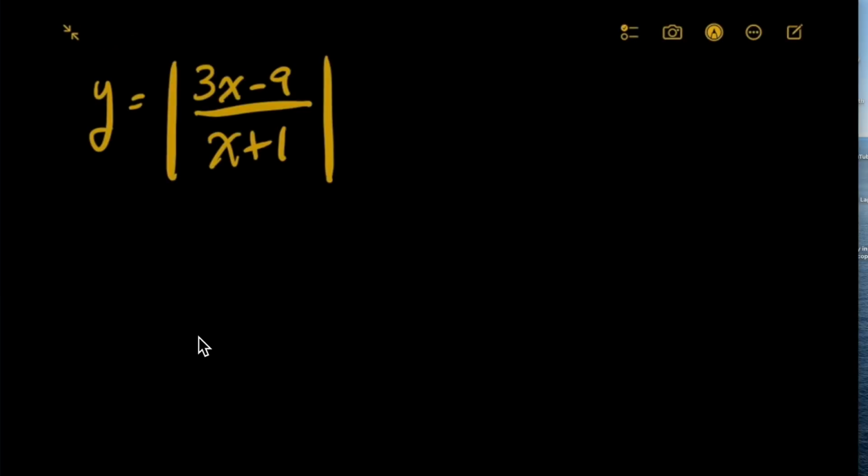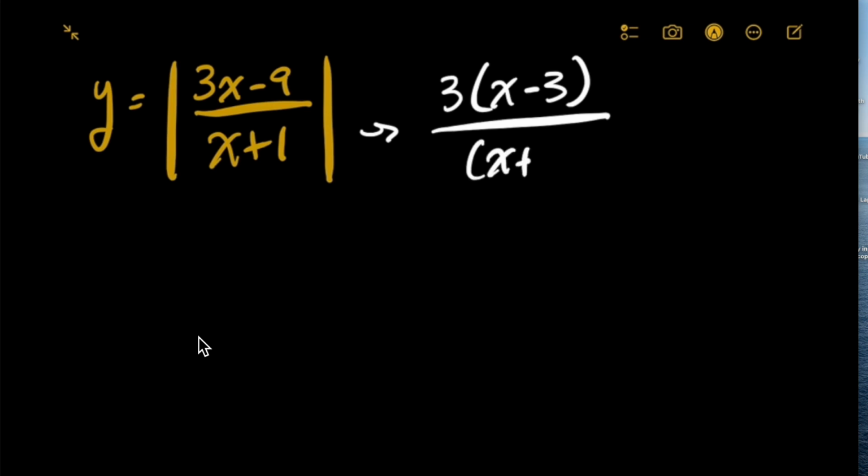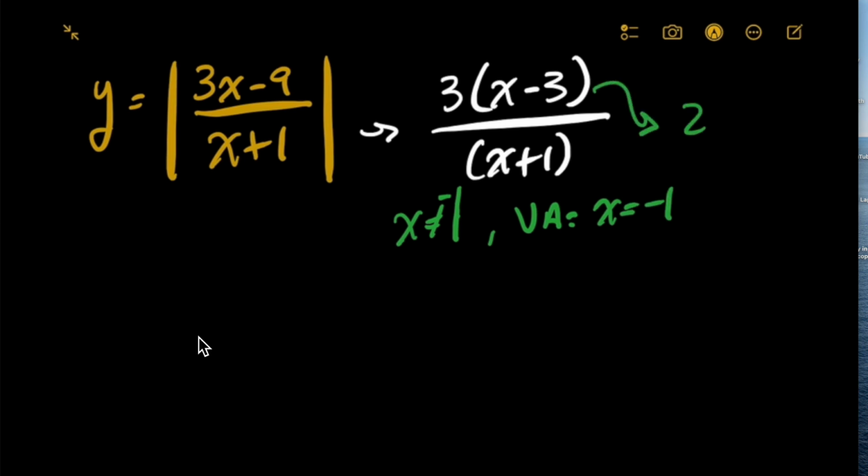Let's do one last example of rewriting this function as a piecewise function. So we're just going to treat this like we're graphing a rational function. And recall, when we do a rational function graph, we look for points of interest. So the first thing we notice is that x cannot equal -1. It's restricted. And we have a vertical asymptote at x equals -1. The second thing we notice is that we have a 0 at x equals +3.